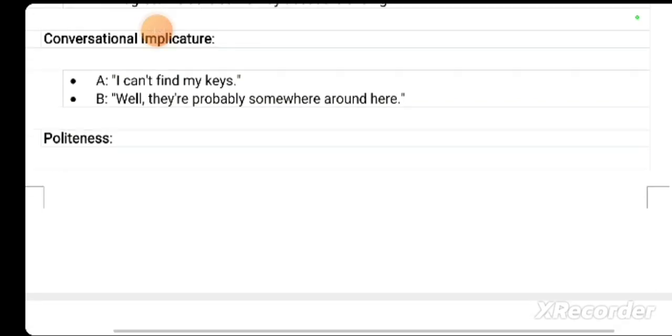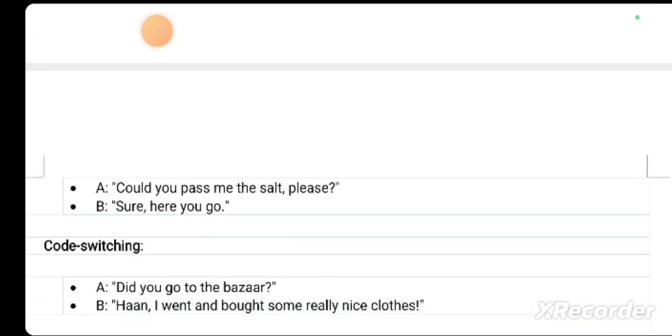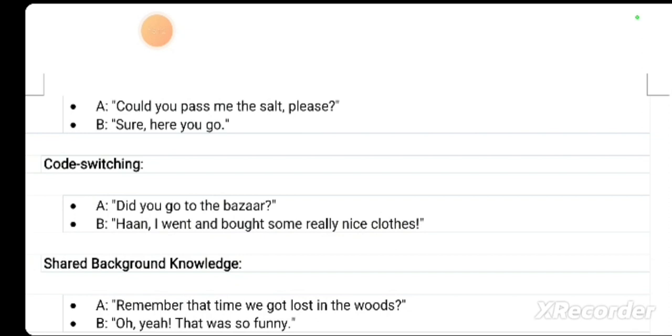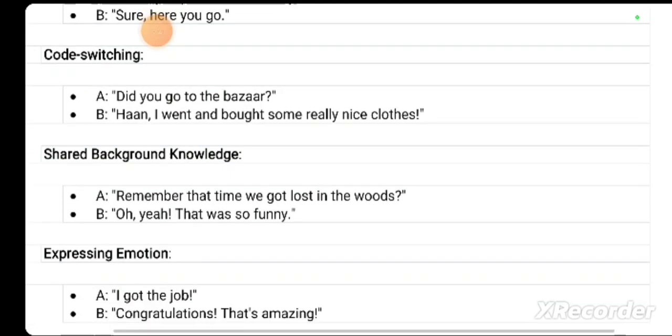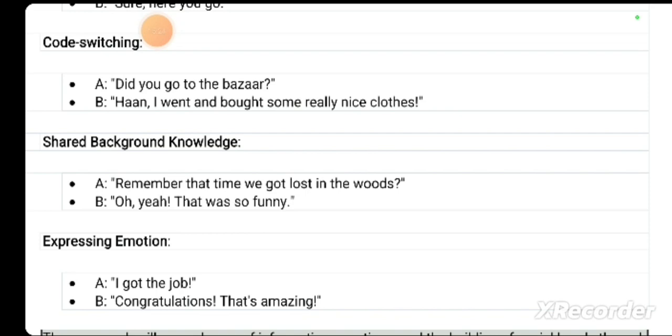Okay. Politeness is also very important. "Could you pass me the salt, please?" He wants him to do something for him, so he is not just asking directly, he's requesting by asking whether he can do that. The other person says, "Sure, here you go." Code switching. "Did you go to the bazaar?" "हाँ, I went and bought some really nice clothes." So the expression हाँ is code switching. It is between Urdu and English, which is called code switching.